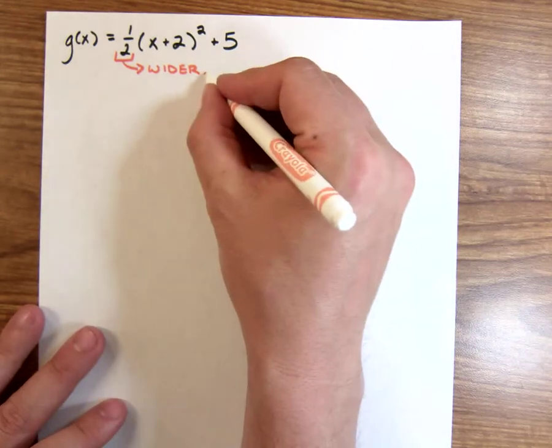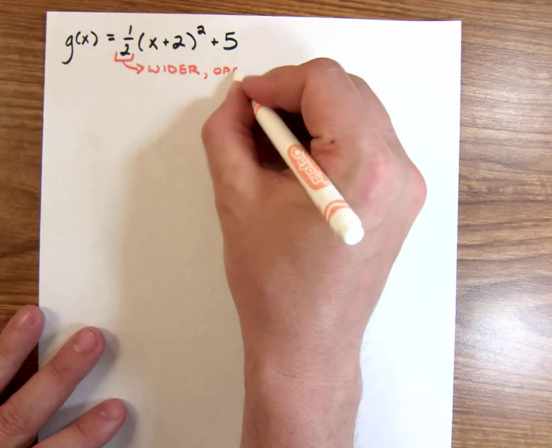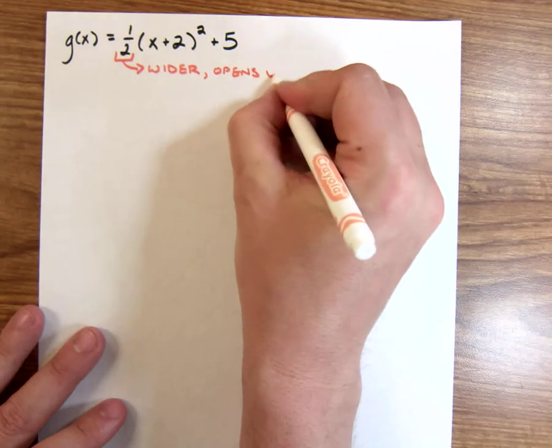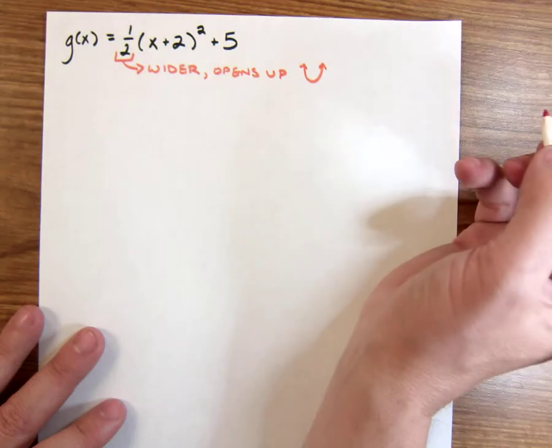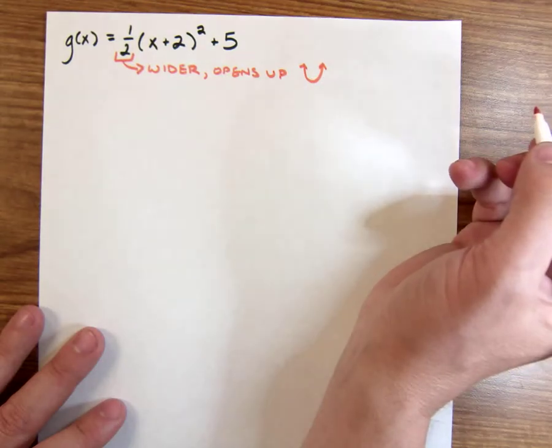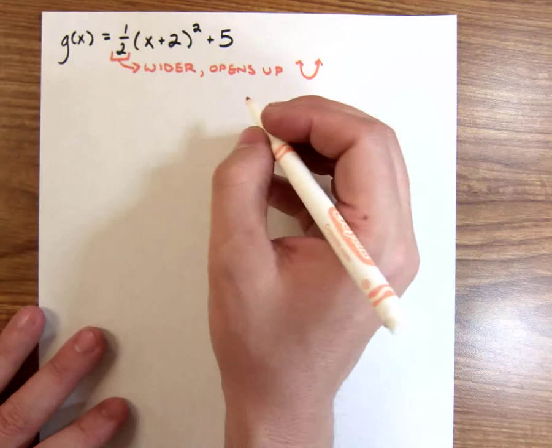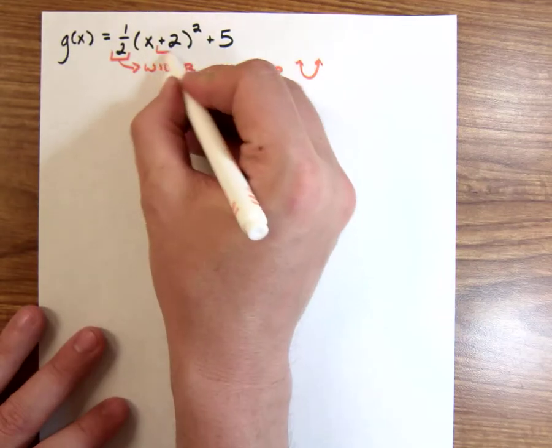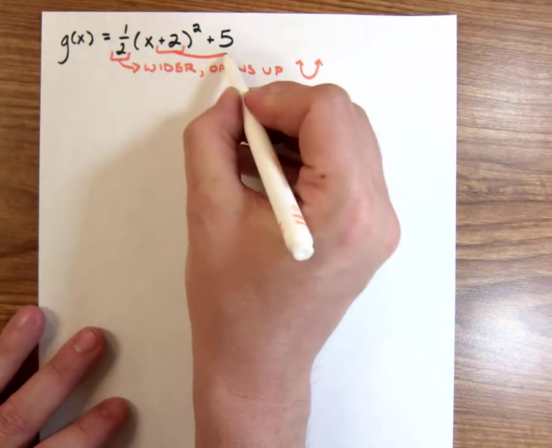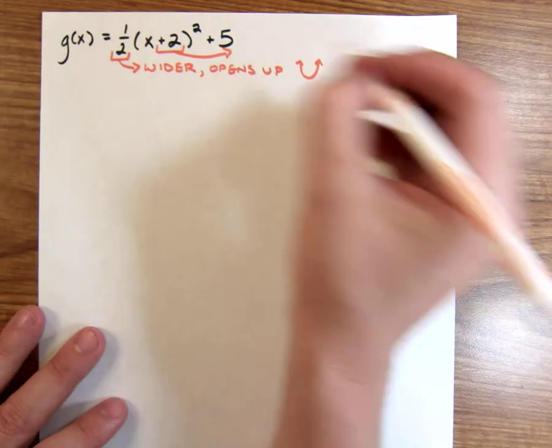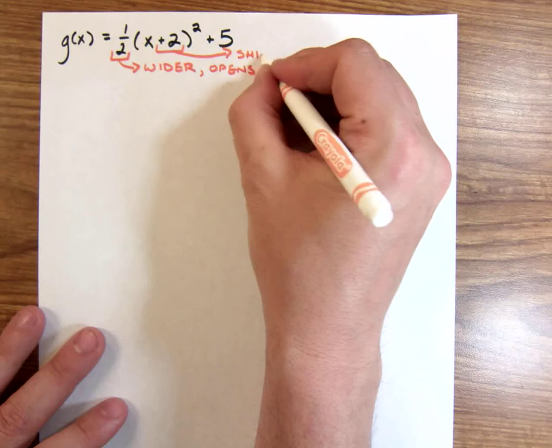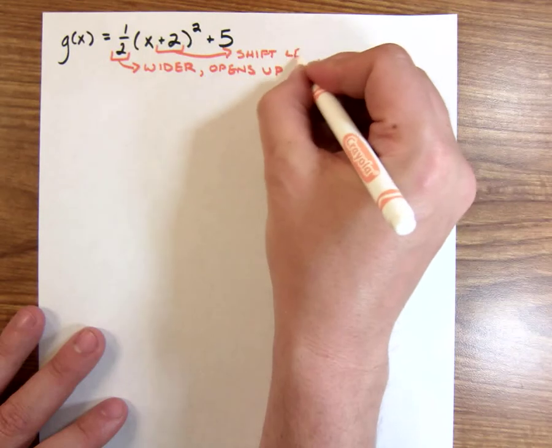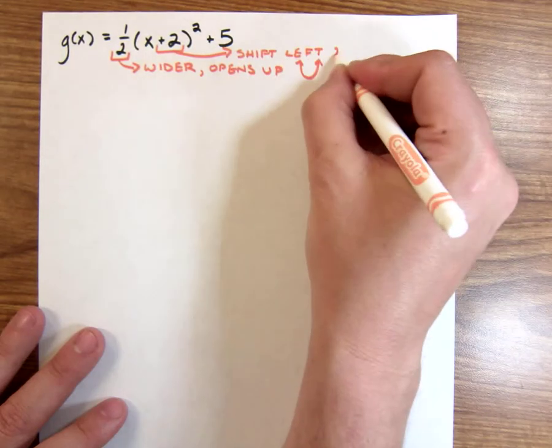So one of the ways that you can say this is that it opens up. Opens up means it looks like that. Wider, because it's not a negative. Okay. What's the plus 2 going to do? Shift left 2 units.